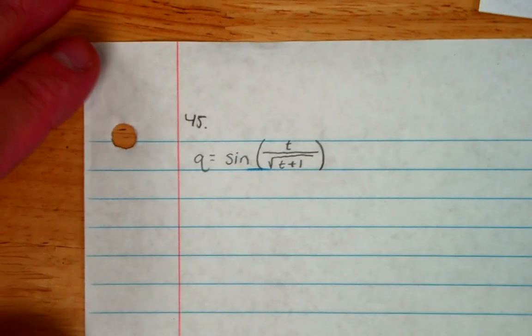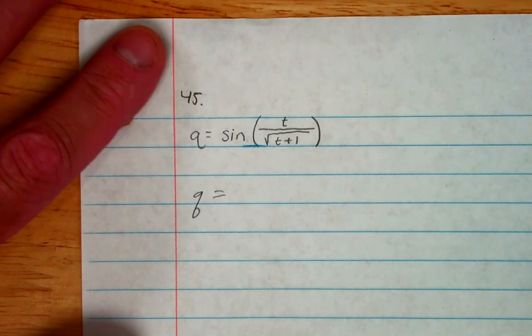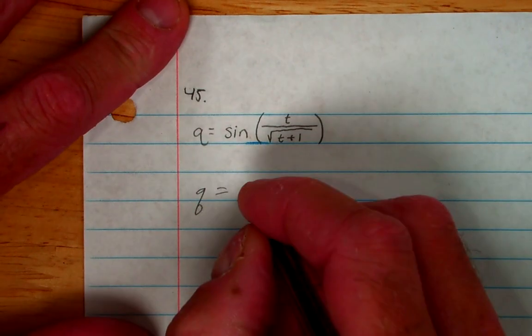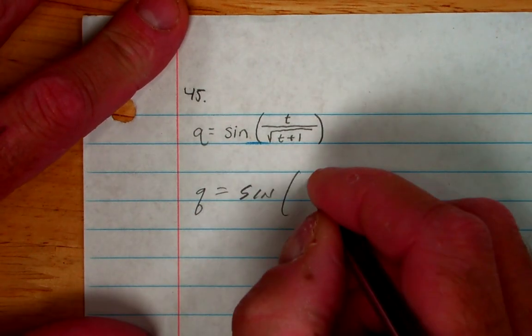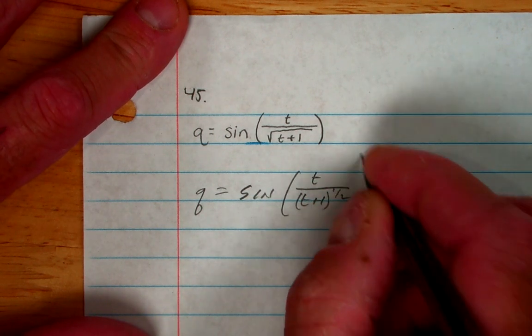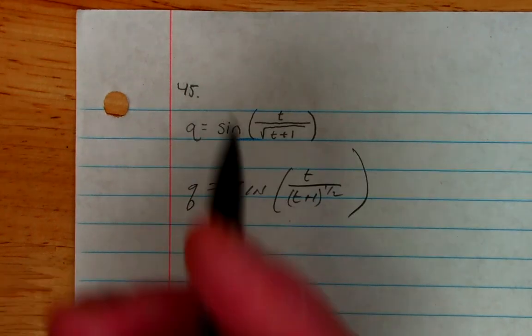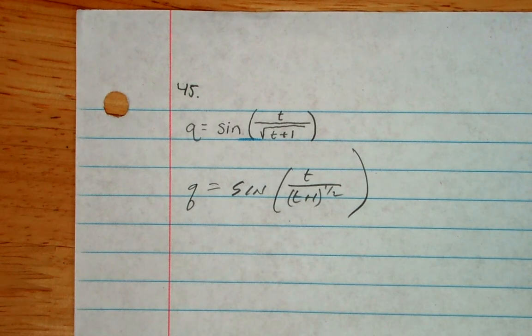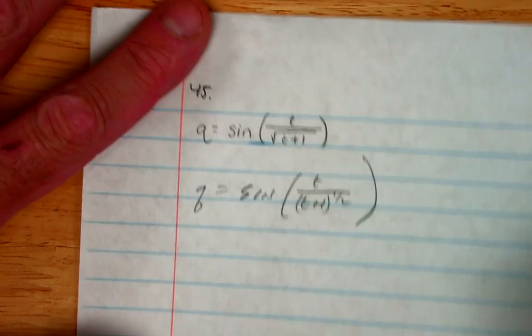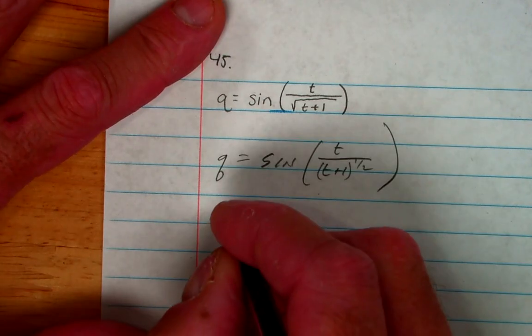$45. Q equals, okay, I'm going to rewrite this, so hence no dq dt yet. Sine of t over t plus 1 to the 1/2. And if you wanted to, you could change this to t plus 1 to the negative 1/2, and then you wouldn't have to use quotient rule. You could use the product rule instead. But I'm just going to go ahead and use quotient rule. You can do it however you want. I think the system is amazing. It comes back to the same thing regardless.